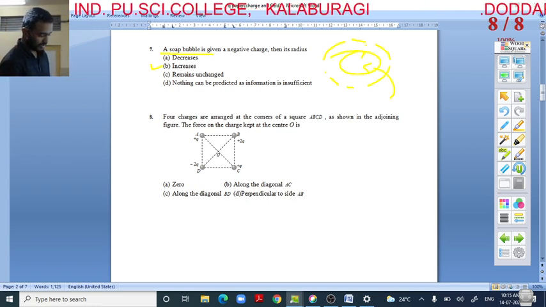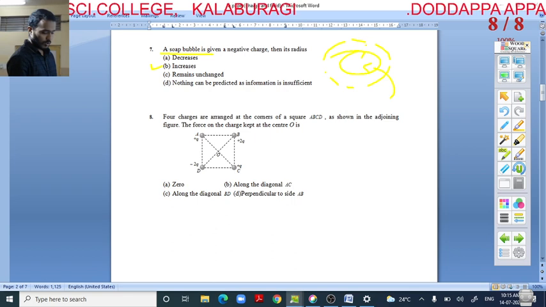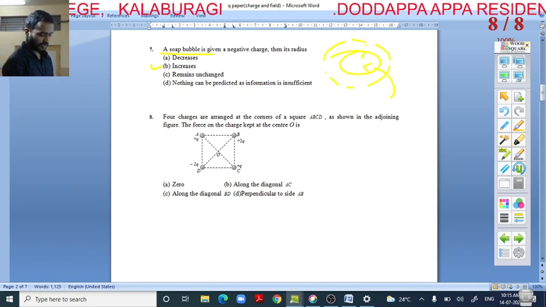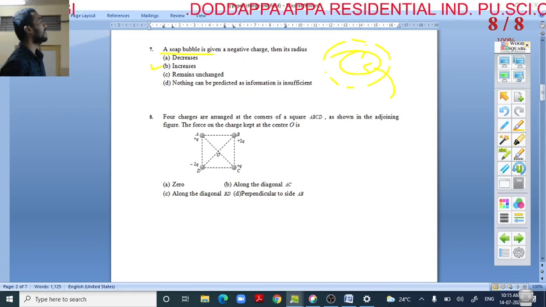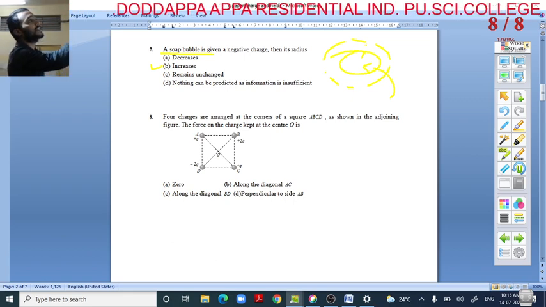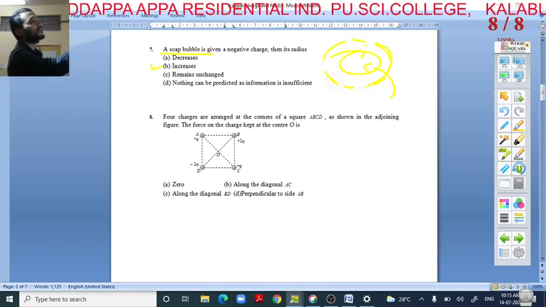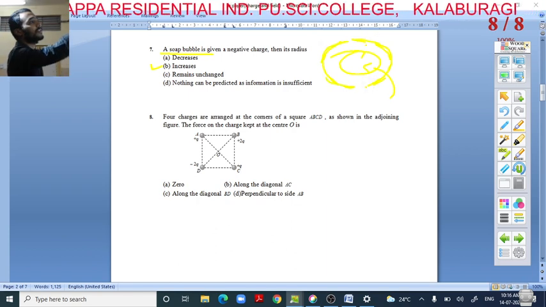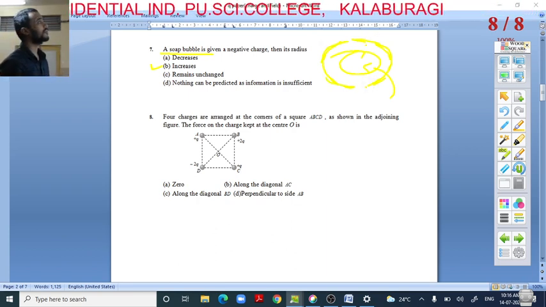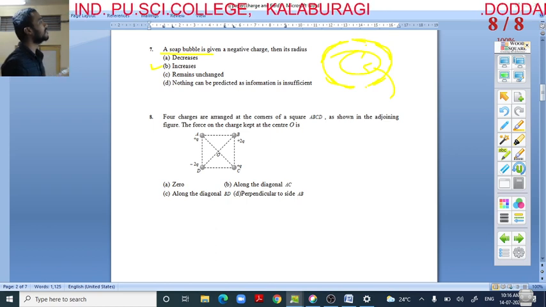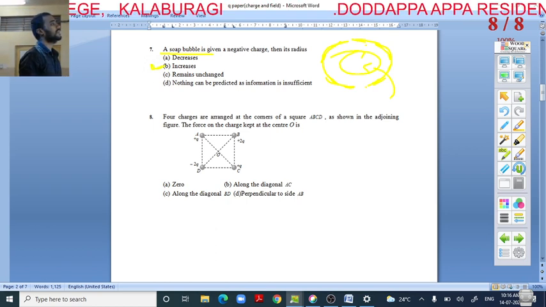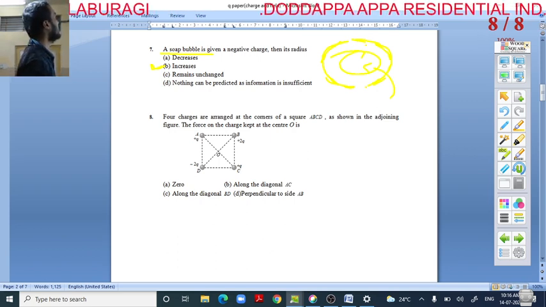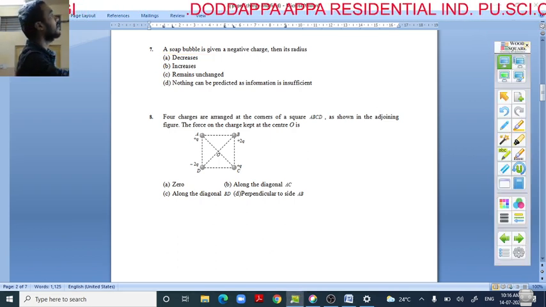That is due to the mutual repulsion of charge distributed on the surface of the bubble. Right? So charges will settle on the surface due to the mutual repulsion between the charges. So our option is the second option. Right? Okay. Next question.